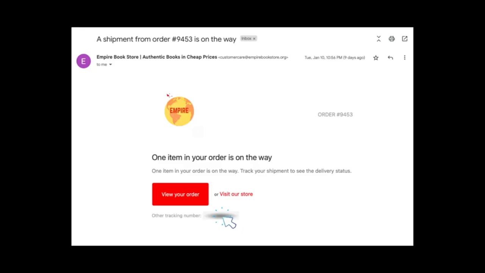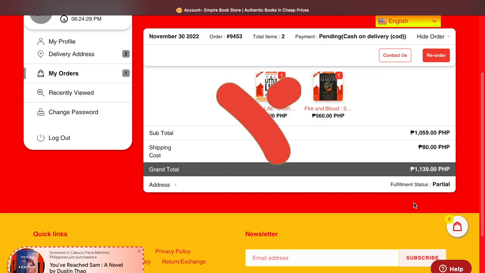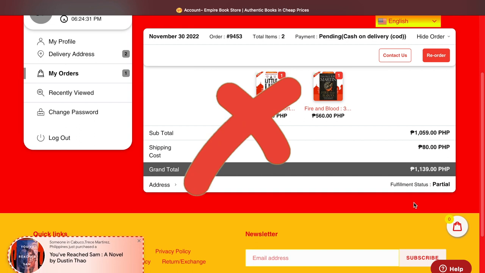Moving on, Empire Bookstore sent me an email on January 10, 2023 with this update. One item in your order is on the way, and also a tracking number was provided. By the way, this is how it is with Empire Bookstore. You can only learn about the delivery status of your order through the email update, not on the website.